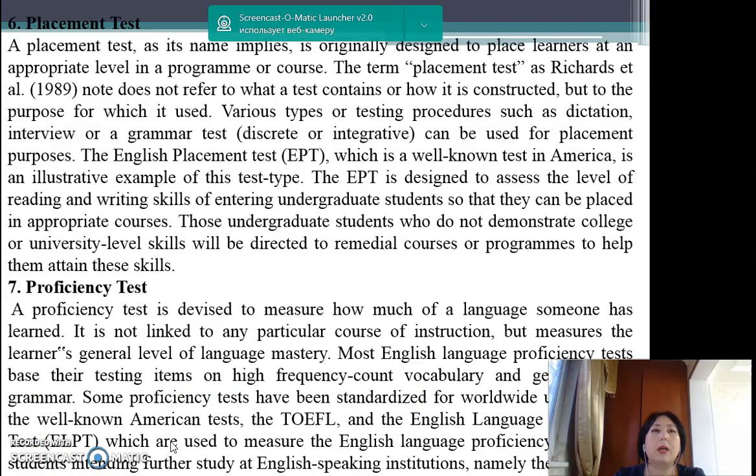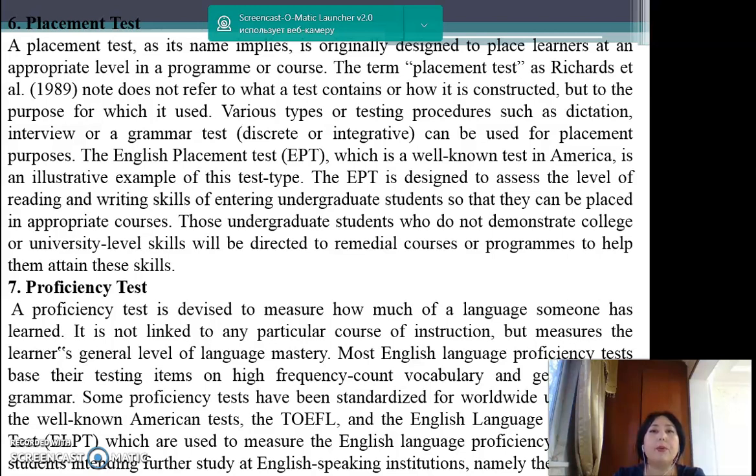The sixth type of test is the placement test, which, as its name implies, is originally designed to place learners at an appropriate level in a program or course. The term placement test, as Richards and others note, does not refer to what the test contains and how it is constructed, but to the purpose for which it is used.